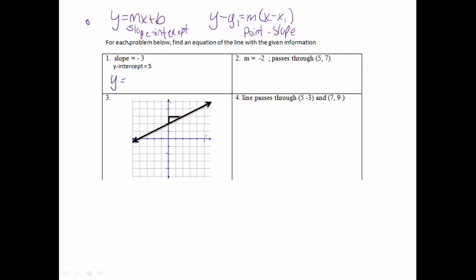So I'm going to put y equals, m stands for the slope, so the slope is -3, so it would be -3x, plus the b stands for the intercept, and they tell me that the intercept is 5. So that is my equation of my line. Right, number 2, the m equals -2, it passes through 5, 7.